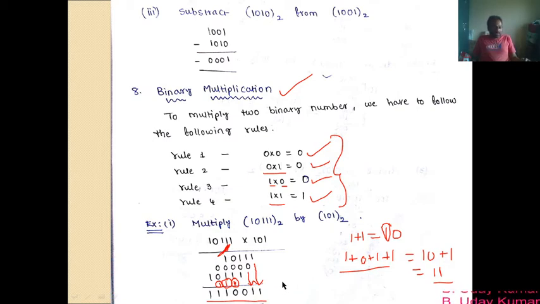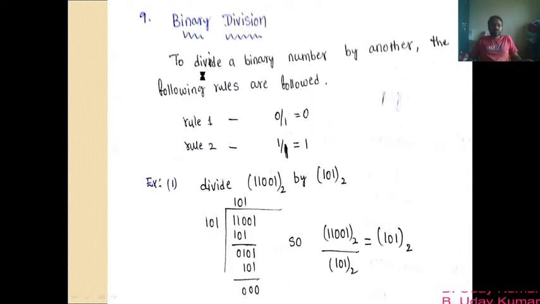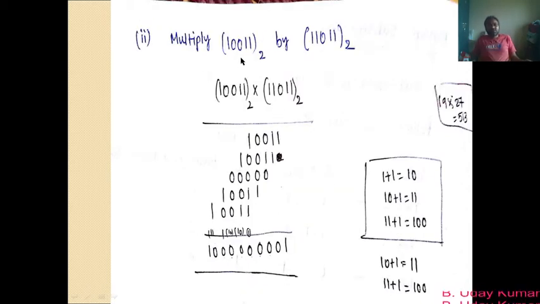Similarly, let us try to understand this multiplication with the help of one more example. Let us try to understand what binary number you get when 10011 is multiplied with 11011. This is what I want to find. To find it, you just multiply this. You know how to multiply decimal numbers, right? It is similar to that, but remember, these are binary numbers, not decimal numbers. That is the only thing you need to remember.